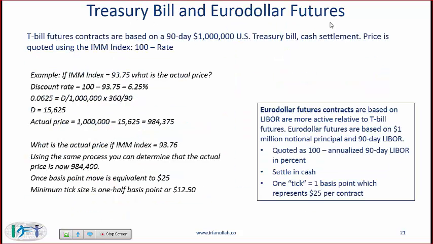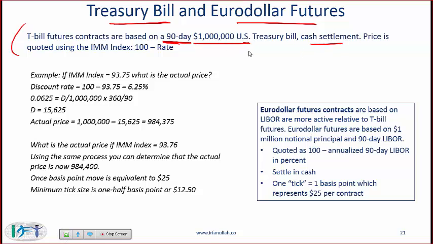Treasury bills and Eurodollar futures. So these are contracts, futures contracts, either based on T-bills or Eurodollars. I have put them both on the same slide because as far as we are concerned, they are very similar. We'll start with T-bill futures contracts. Remember, they are standardized, so the notional principal has to be defined. The notional principal is 1 million and the underlying is a 90-day instrument, so a 90-day T-bill with a face value of 1 million.